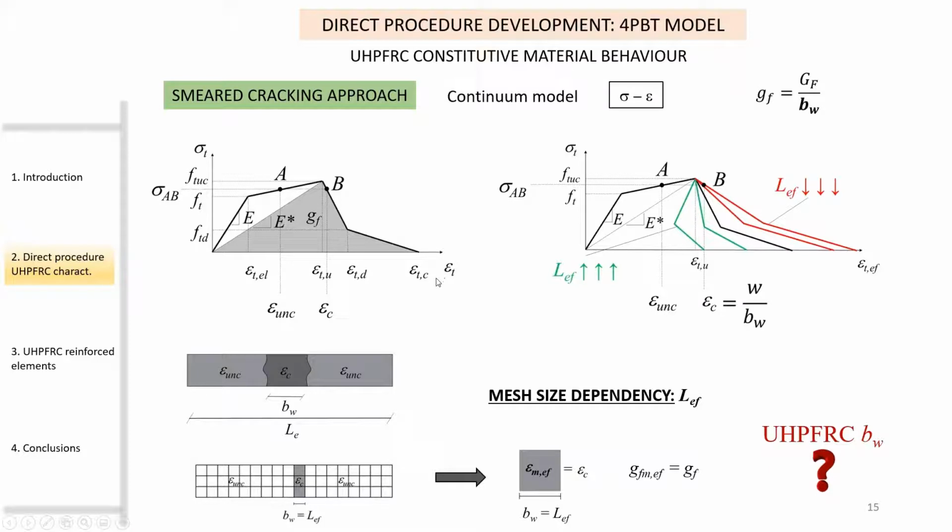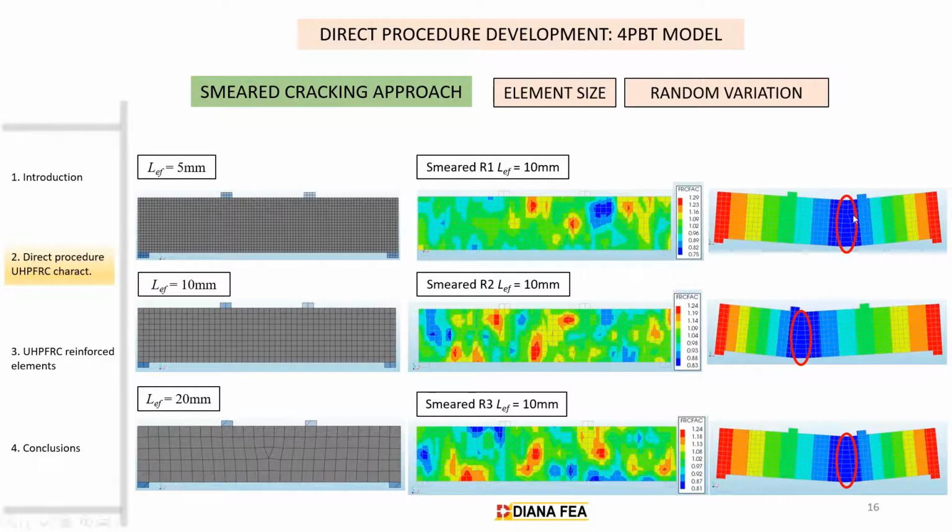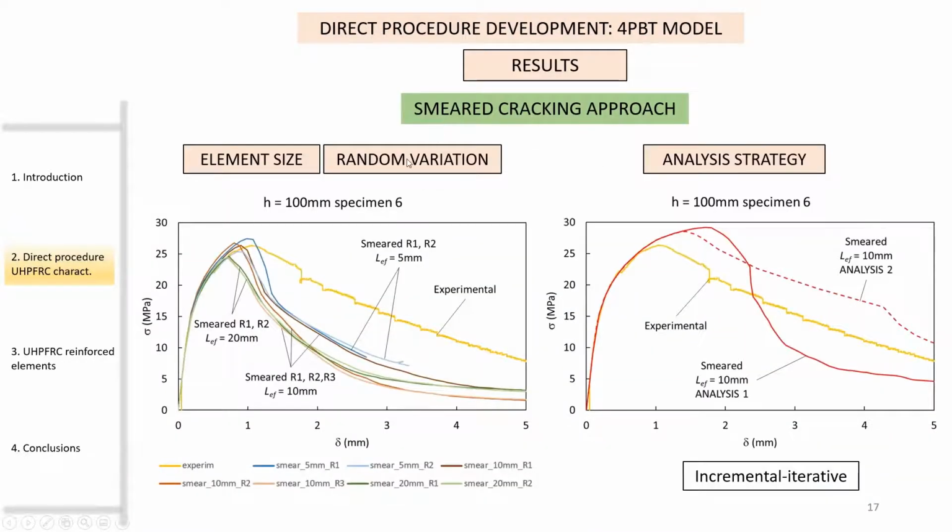So as we can see, our smear cracking approach is mesh size dependent. We define 3 different element sizes. And we also create a random algorithm to vary randomly the tensile stress of UHPFRC. In this sense, we are able to vary the position of the macrocrack randomly for this smear cracking approach.